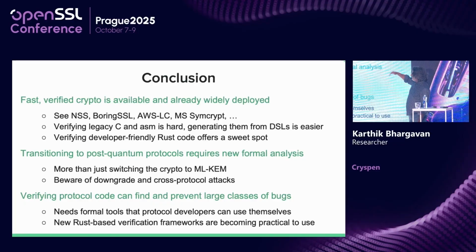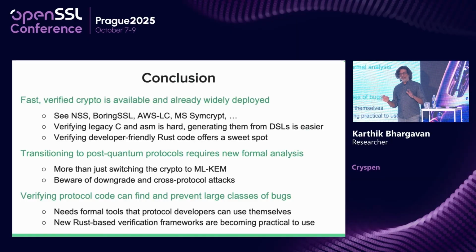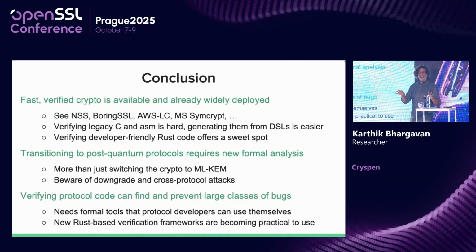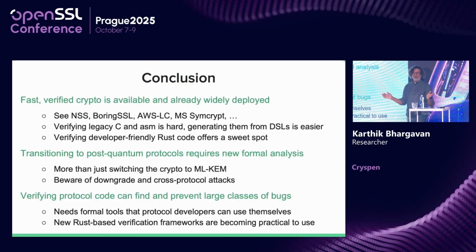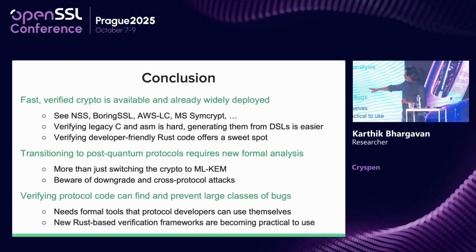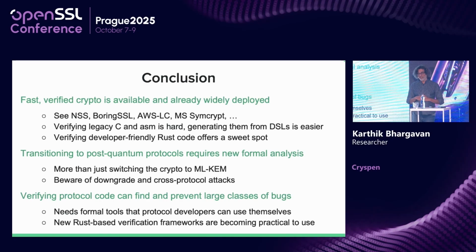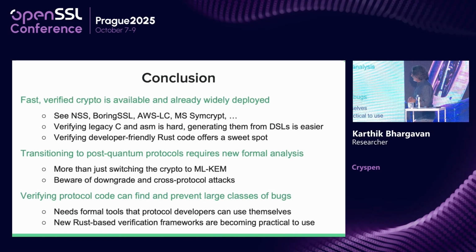The second lesson I would like to take away from here is that when you're transitioning from pre-quantum to post-quantum, it's not just about swapping the crypto. In fact, like we saw in the PQXDH example, there are many things that can go wrong, both quantum-specific, KEM-specific, and also generic cross-protocol things that can go wrong. So you really do need formal analysis to do it, especially to protect against downgrades and cross-protocol attacks.